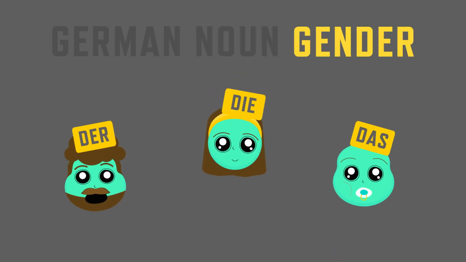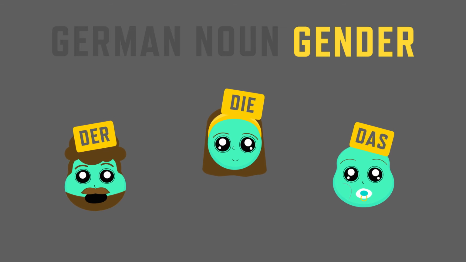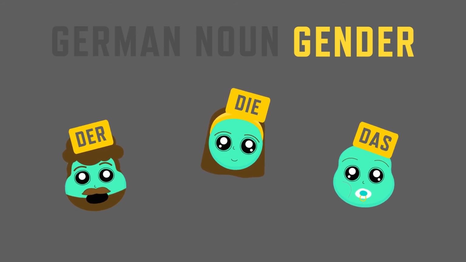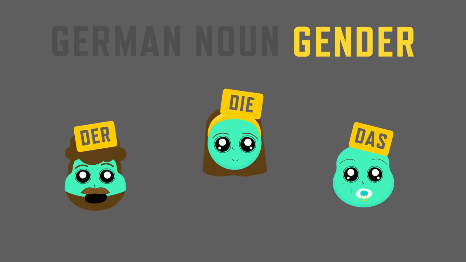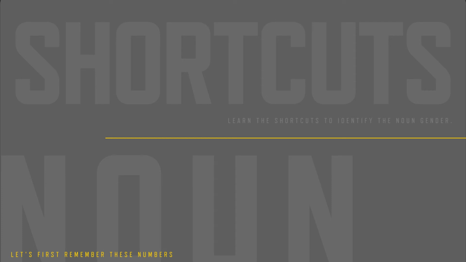Coming to the third part, German noun gender, which we have already covered since the beginning of this video. At this point, I believe you already know that every noun has a gender assigned to it. But how do we know which noun is masculine, feminine, or neuter? This would lead us to the last part. Learn the shortcuts to identify the noun gender.